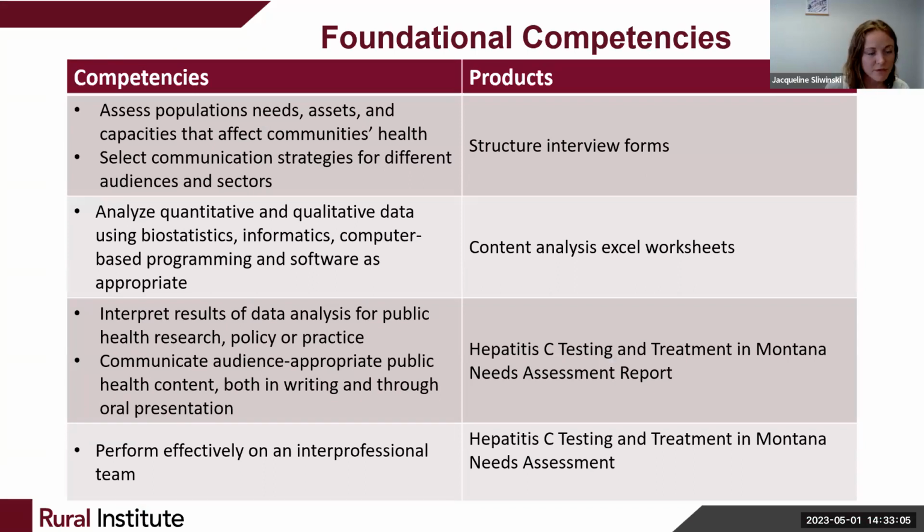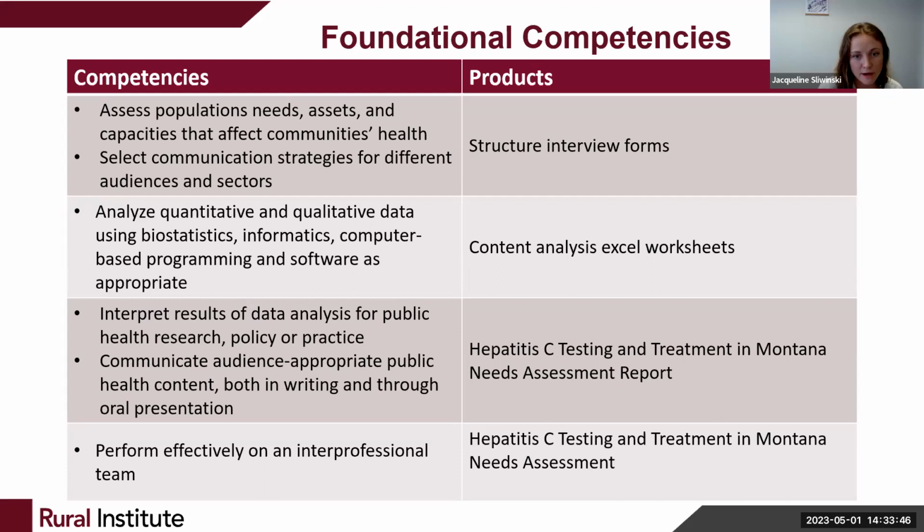Okay, I'll jump to my competencies. So the foundational competencies that I chose are listed here in this table, along with their products. The first two competencies listed are to assess population needs, assets, and capacities that affect communities' health, and select communication strategies for different audiences and sectors. And their associated product is structured interview forms. The next competency I chose was to analyze quantitative and qualitative data using computer-based programming and software as appropriate. And its product is content analysis Excel worksheets.